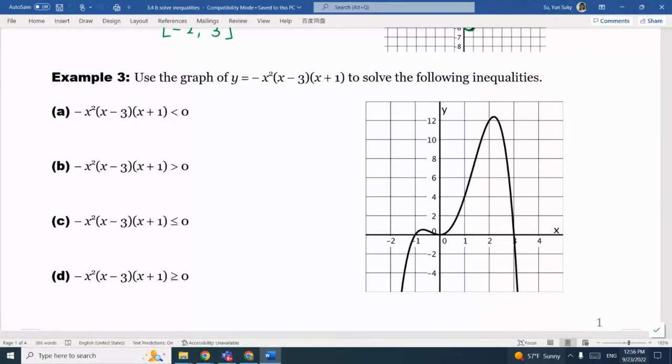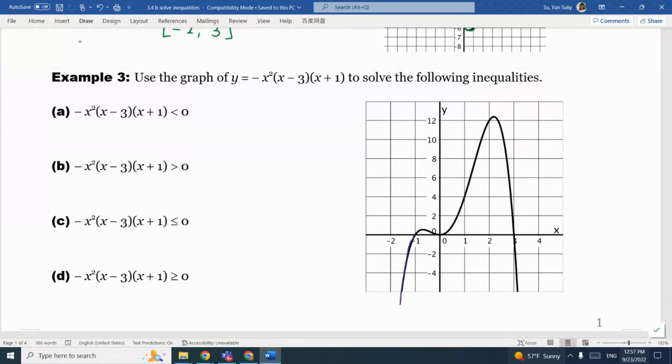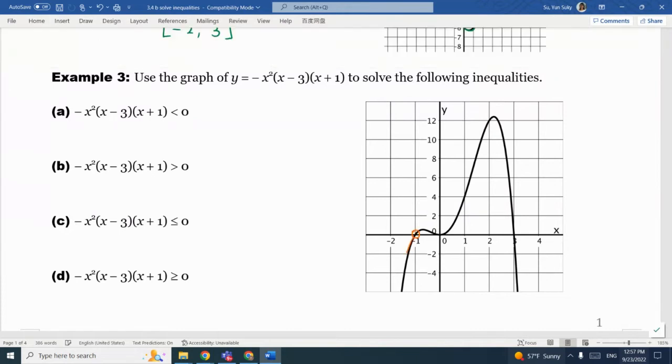Part A, less than 0. Less than 0 is above the x-axis or below? Below. Do you see we have these two points, right? Do we include the endpoints? No, because it's less than 0, it's not equal to 0, so we don't include the endpoints. Let me use orange. Not include the endpoint. So it's this piece and this piece.